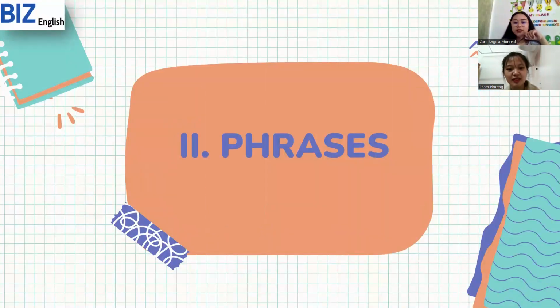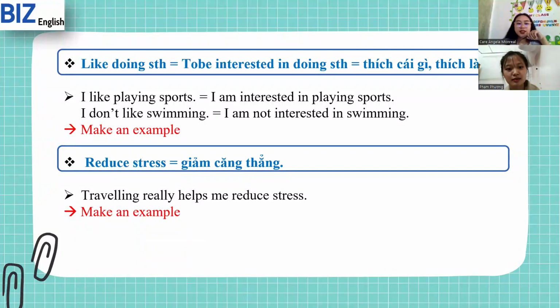Okay, so next we have the phrases. Let us talk about like doing something. For this phrase, like doing something, we can actually use this expression in informal speech or writing. For example here, we have, I like playing sports. Can you say it again? I like playing sports. That's right. And also we have here, I am interested in playing sports. That's right.